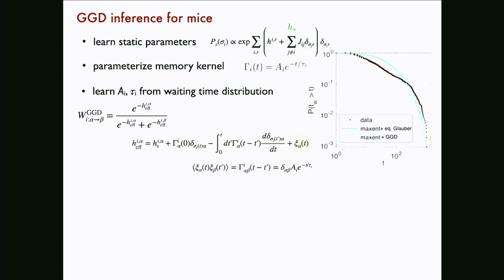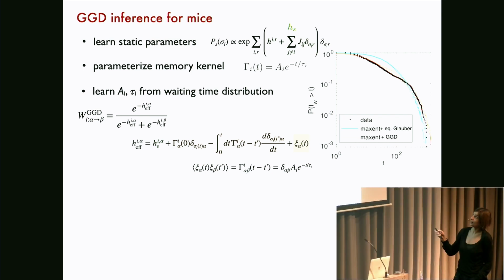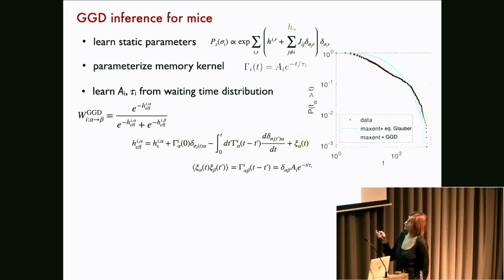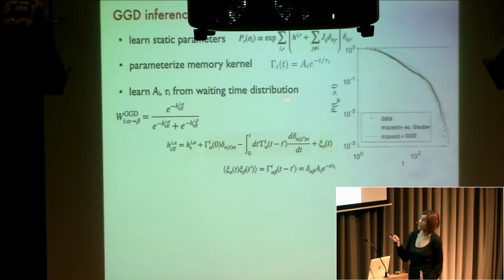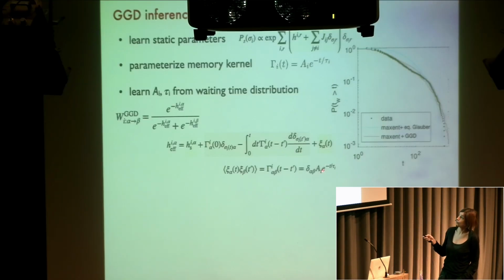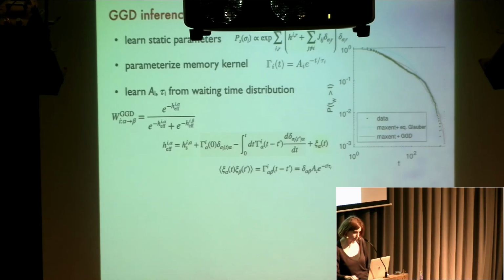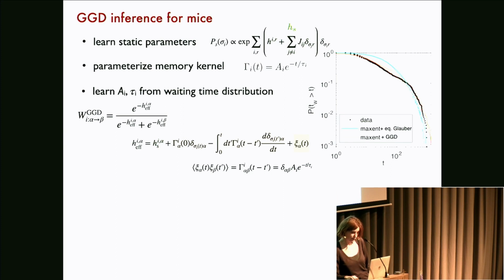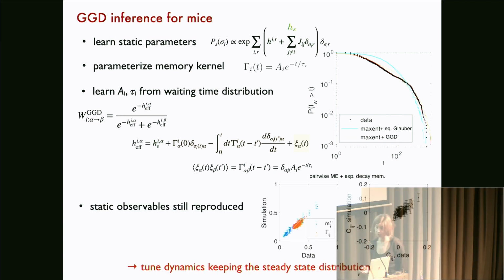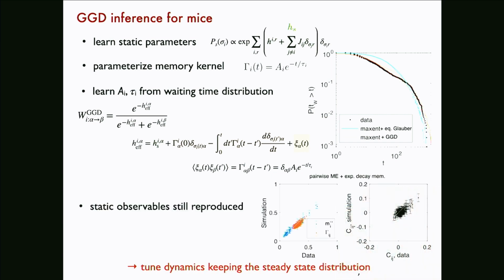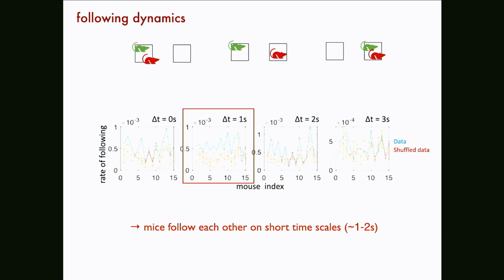Okay, so we apply it to mice. So again, we learn the statics like we did before. We parameterize the memory kernel to make our life slightly easier. And then following this prescription, we learn the effective fields from the waiting time distribution, and we are able to learn parameters that reproduce the waiting time distribution and get back the transition, but still have the right steady state properties. So we now have one concrete dynamical model with parameters that reproduces the steady state distribution.